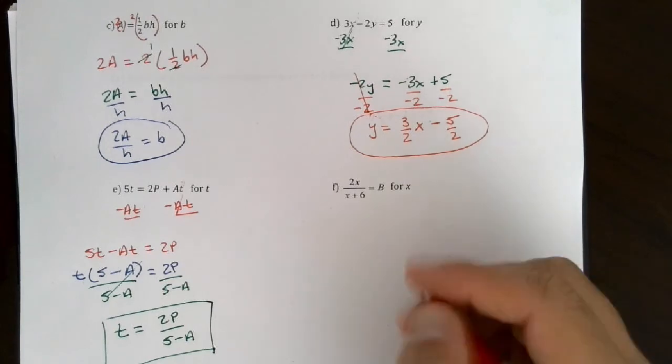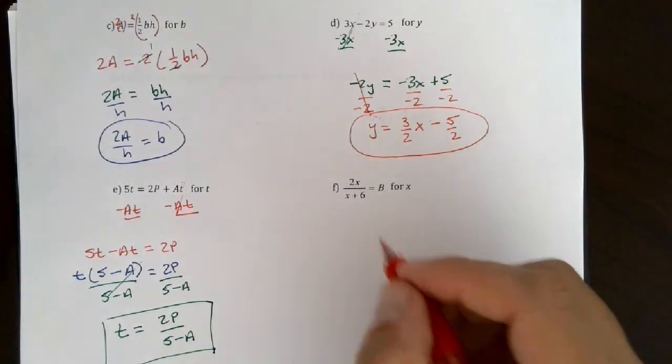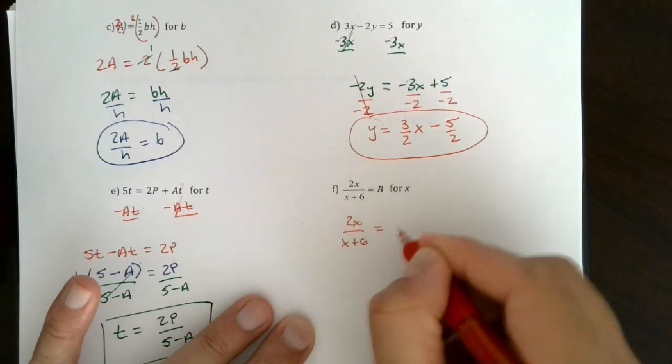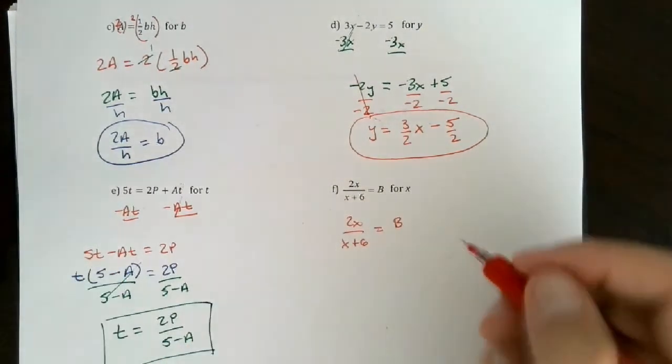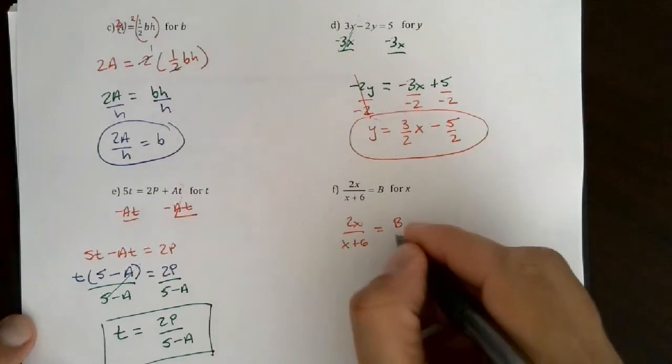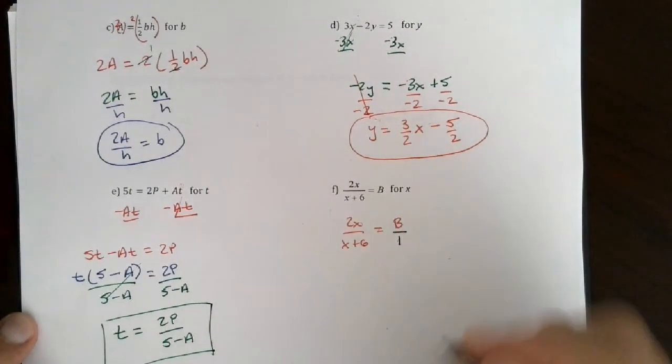Then you can cancel. So we have 2x over x plus 6. I'm just going to write it again so it's easier to see. Is equal to b. So I need to get that variable of x out of the denominator, that x plus 6. And the way we do this, there's one of two ways. You can multiply by an LCD, which you might not be familiar with just yet. But you could write this as b over 1.